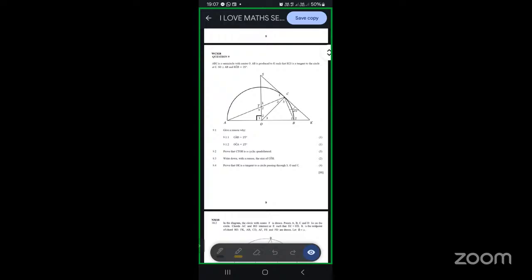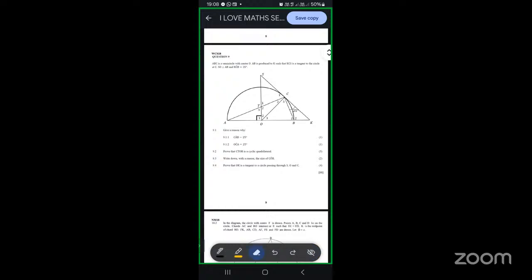We're going to do this Western Cape question paper for 2018, question 9. We are given this statement and diagram. They say ABC is a semicircle with center O, so the center of this semicircle is O. Then AB is produced to K, such that KCS is a tangent to this circle at point C. SO is perpendicular to AB and angle KCB is equal to 25 degrees.